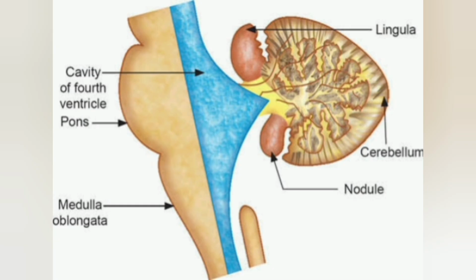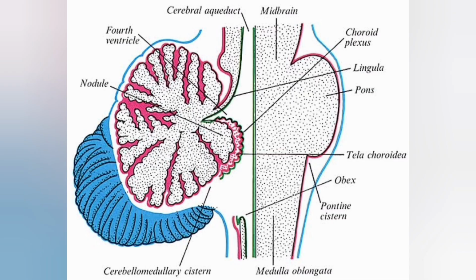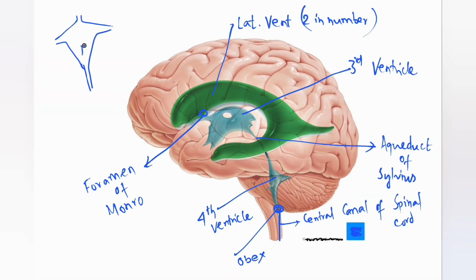The fourth ventricle lies anterior to the cerebellum and posterior to the pons and medulla. The lower portion of the fourth ventricle is continuous with the central canal of the spinal cord. The point is called the obex, from where the inferior portion of the fourth ventricle transitions into the central canal of the spinal cord. From the fourth ventricle, there are 2 lateral openings and 1 midline opening, and via these openings, the fourth ventricle is connected with the subarachnoid space.